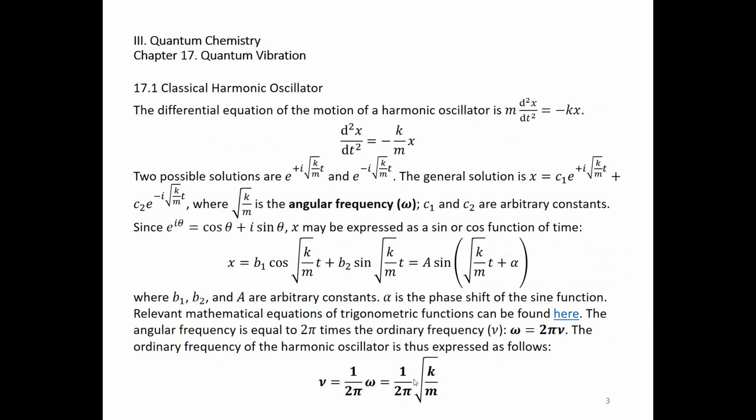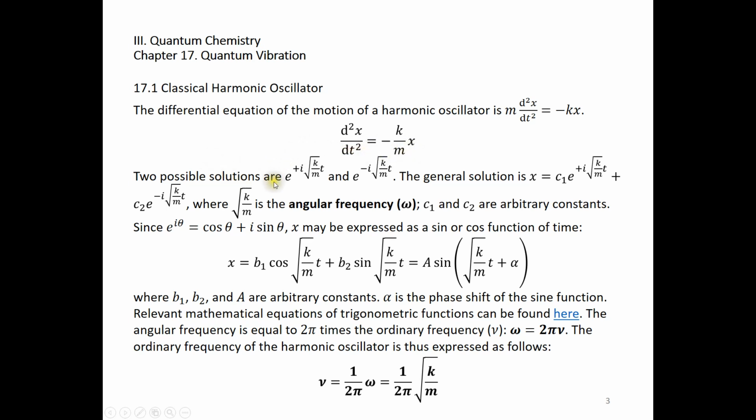The differential equation of the motion of a harmonic oscillator is this. Really, it's just ma equals negative kx, because force is equal to ma, and force is equal to negative kx. We can reorganize this equation. We have the second derivative of x equals x multiplied by a negative constant. Well, this is really similar to the Schrödinger equation of a free particle. We can solve this equation.